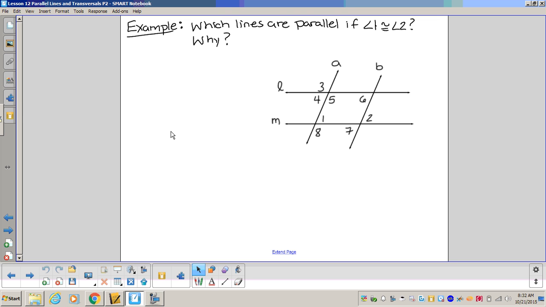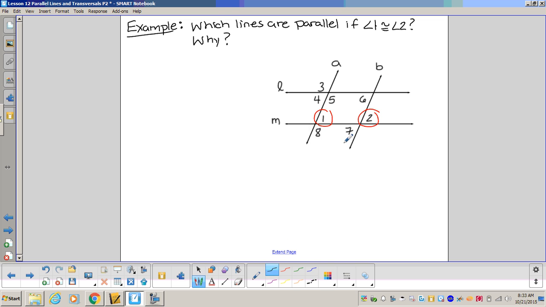In this case, we want to know some information that would show that lines are parallel. So for example, here we want to know which lines would be parallel if angle 1 and angle 2 are congruent. So let's go check out angle 1 and angle 2. So angle 1 and angle 2 are formed by line M and lines A and B.